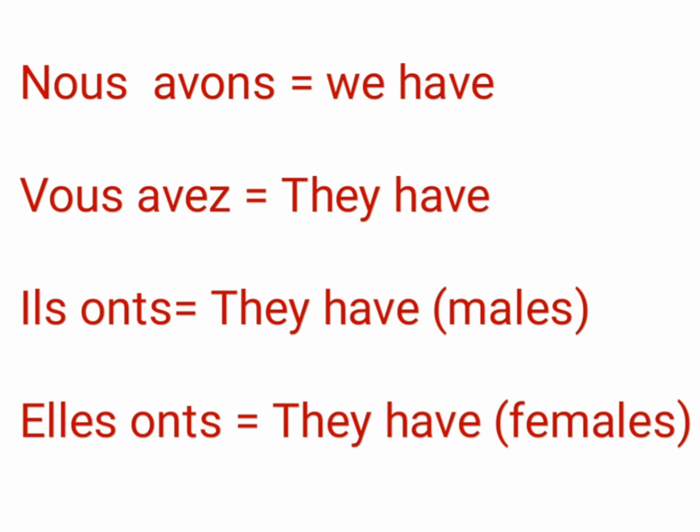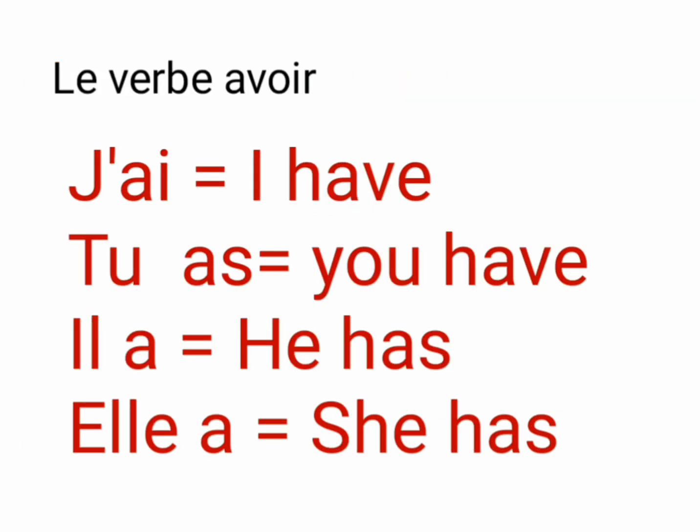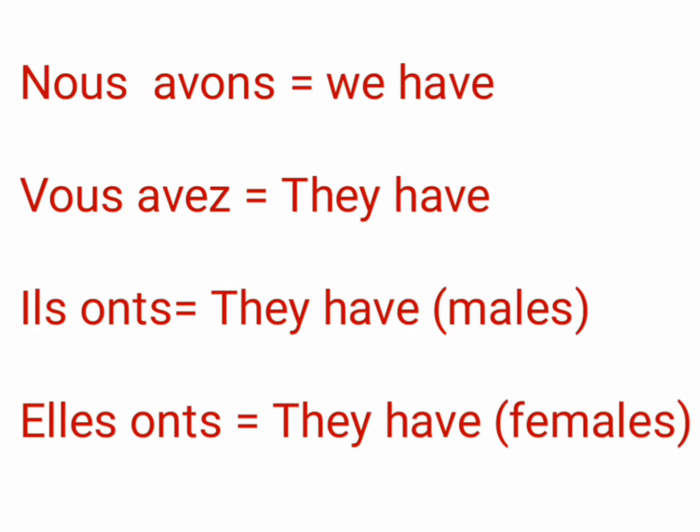Okay, friends. So let me just go over it again. J'ai, I have. Tu as, you have. Il a, he has. Elle a, she has. Nous avons, we have. Vous avez, you have. Ils ont, they have. Elles ont, they have.